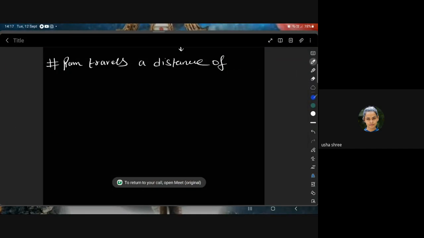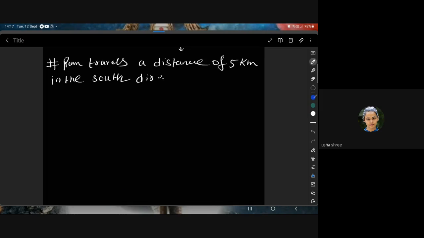Suppose Ram travels a distance of 5 kilometers in the south direction. So this is the first information. The first information they have given you is that Ram travels a distance of 5 kilometers towards south.